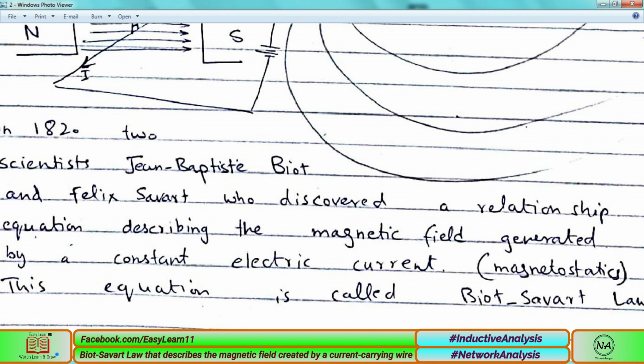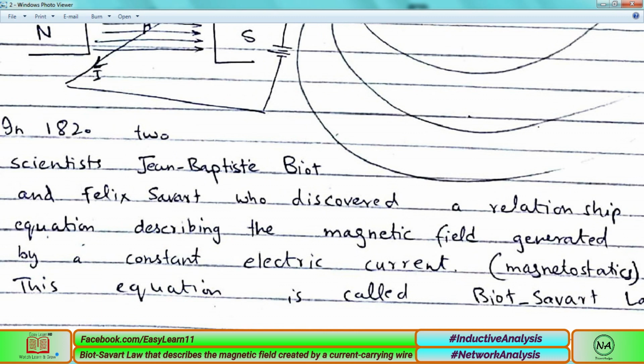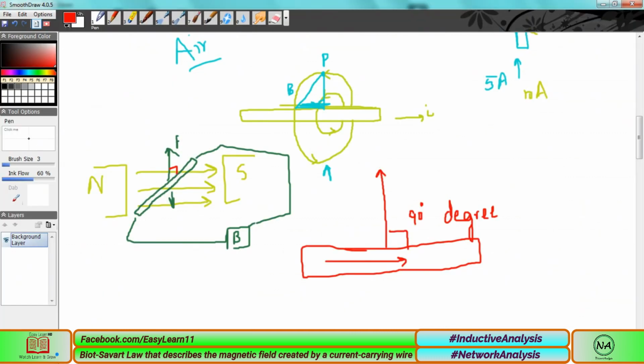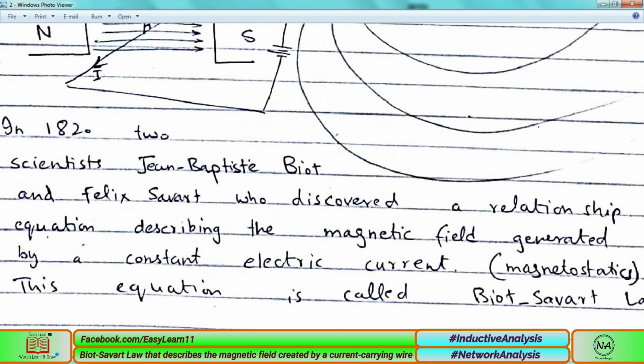These two scientists succeeded in defining an exact relationship that describes the magnetic field generated by a constant electric current. The first thing you need to keep in mind is that the limitation of this law lies in the fact that you have a constant current, not one that varies with respect to time.